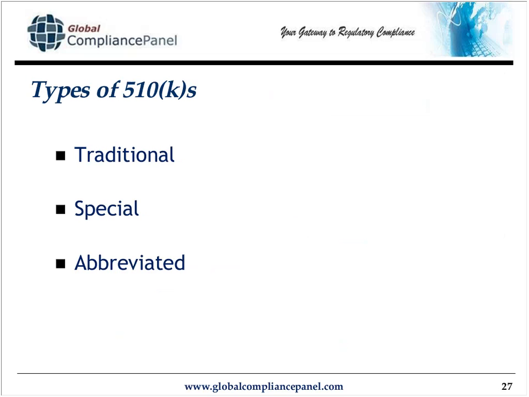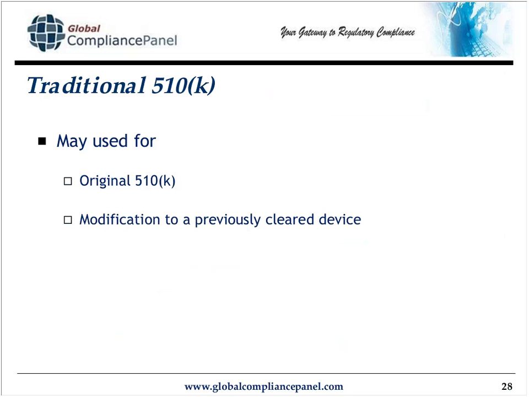Now that we've covered sort of the hows and whys, I do want to speak to the types of 510Ks that are out there and go through them in a little bit of detail. The first type of 510K is a traditional 510K. It's usually used for an original 510K, a brand new one, or a modification to a previously cleared device.